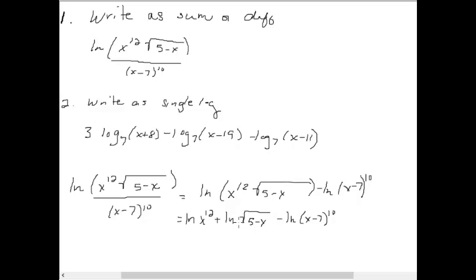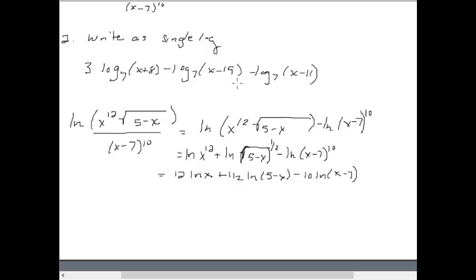Okay, so now remember, exponents can come down as coefficients, and remember this square root right here is an exponent. What is that? This actually means that this is the same as this expression to the 1/2, right? So as a final step, I can write 12 times the natural log of x plus 1/2 times the natural log of 5 minus x minus 10 times the natural log of x minus 7. So that looks good.